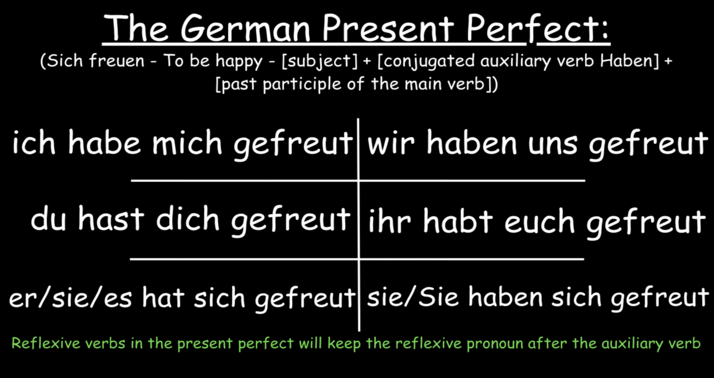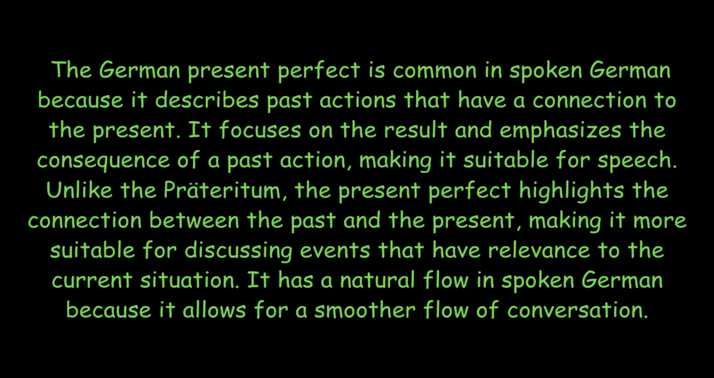to use it. In my previous videos, I mentioned that the German perfect is more common in daily conversations, as opposed to the past simple, and now you can see why and how. The German present perfect is common in spoken German because it describes past actions that have a connection to the present, which is a more natural way to discuss everyday events. The present perfect focuses on the result and emphasizes the consequence of a past action, making it suitable for speech where speakers convey the current state of something that happened.